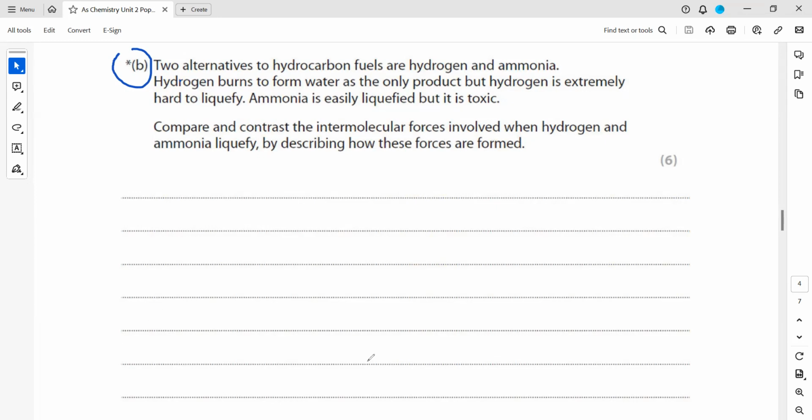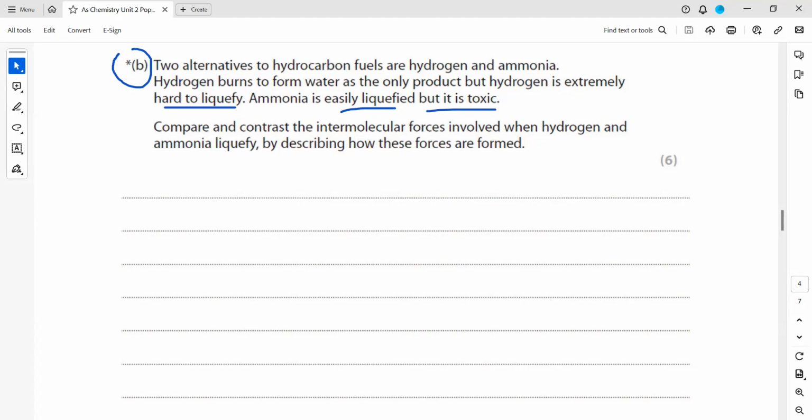So two alternative hydrocarbon fuels are hydrogen and ammonia. Hydrogen burns to form water as the only product, but hydrogen is extremely hard to liquefy, whereas ammonia is easily liquefied, but it is toxic. Compare and contrast the intermolecular forces involved when hydrogen and ammonia liquefy by describing how these forces are formed.